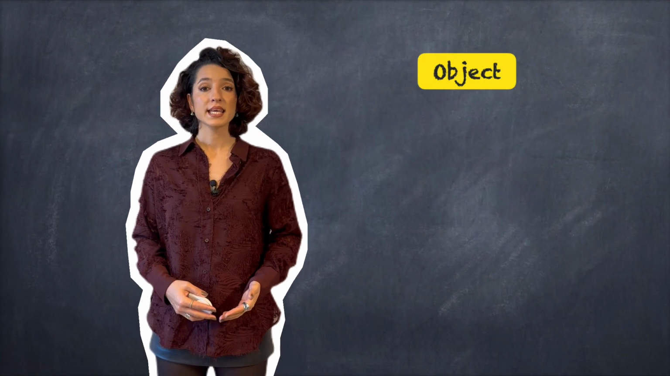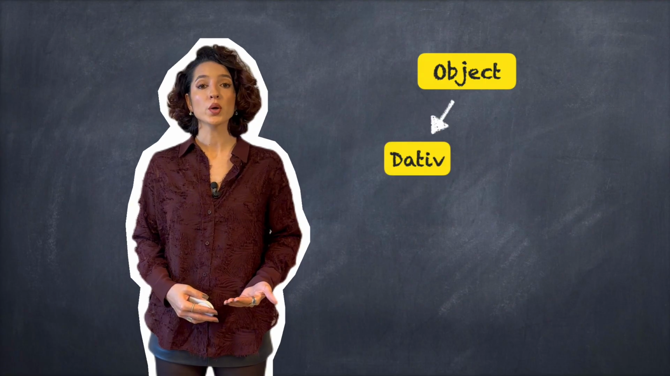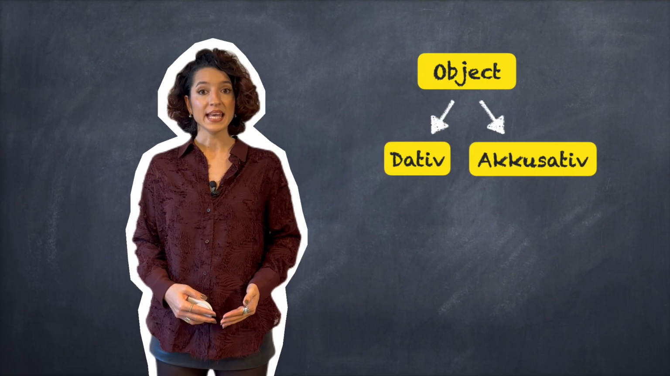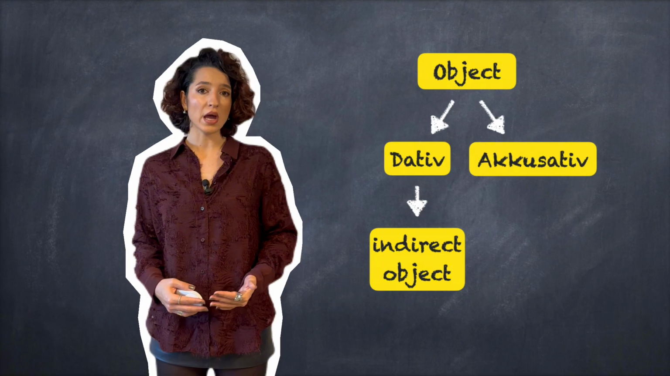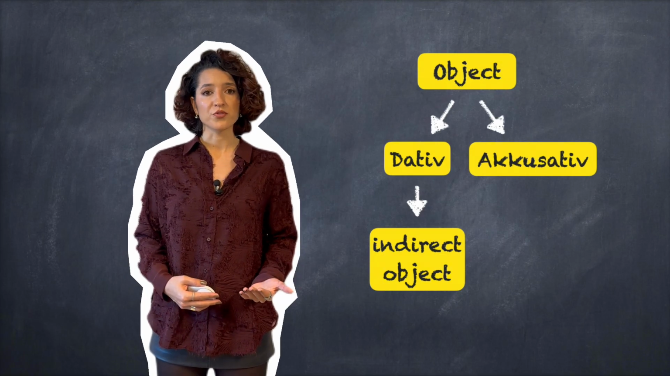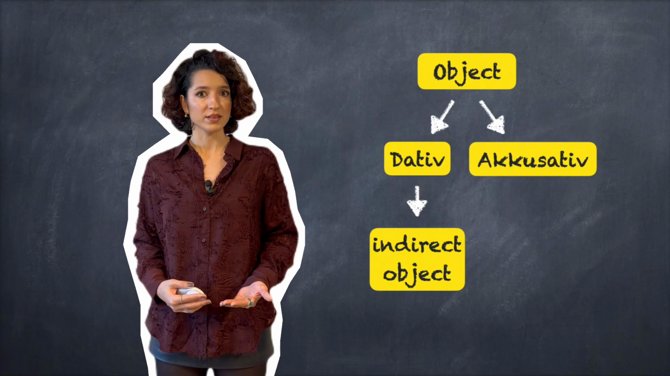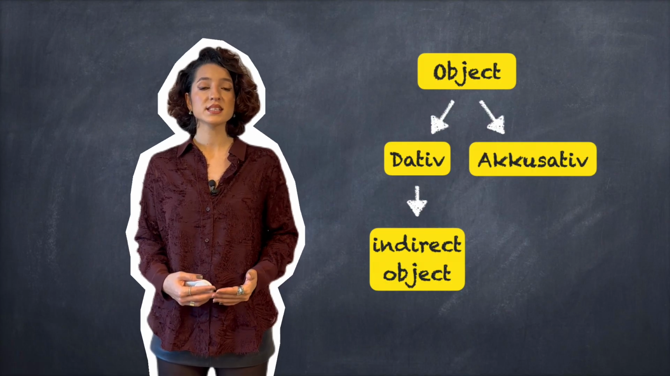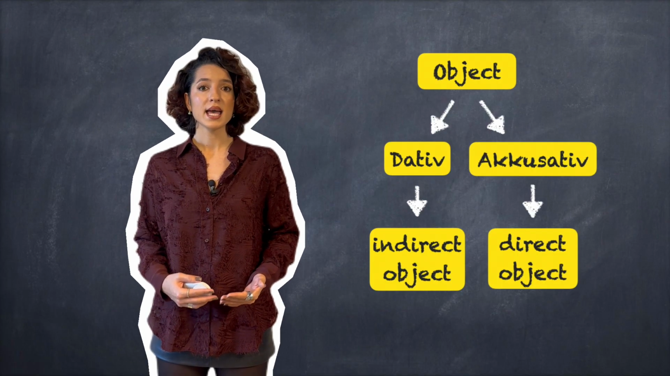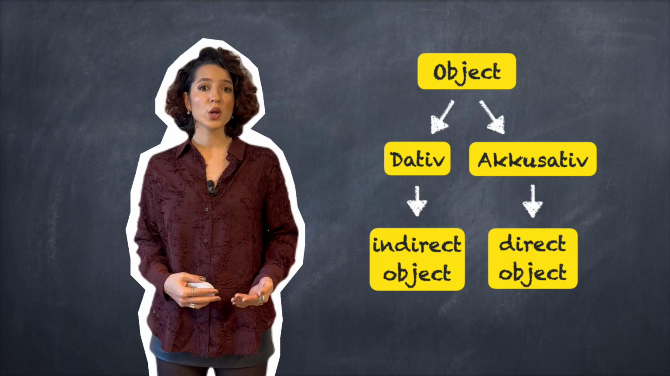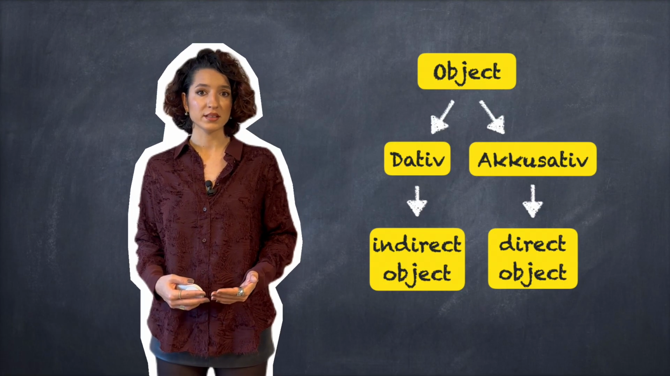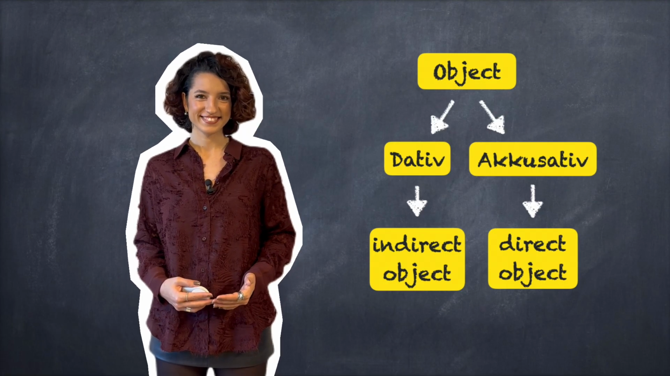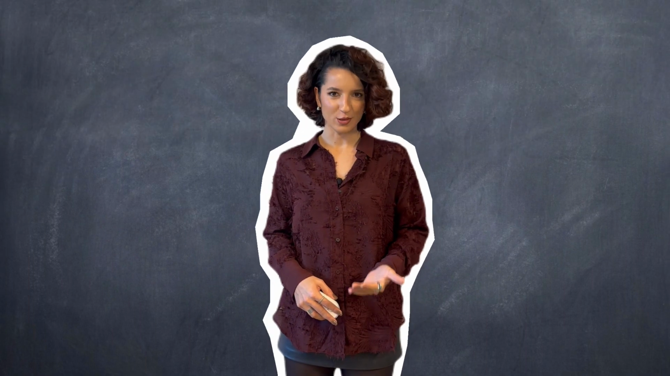The object can be in the dative case or in the accusative case. The dative case is an indirect object, usually for people or sometimes for animals. And the accusative case is for direct objects, and it's when people or things are directly affected by the action. But let's have a closer look.